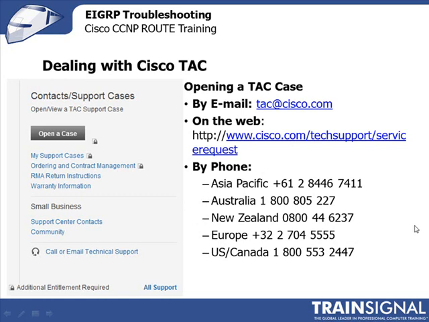There are several methods by which you can open a TAC case. The first is by email. You could do it tac@cisco.com. On the web, you can go to the URL that's here. Obviously, pictured to the left is a way of being able to go to the support section of the cisco.com website and open a case. You can also open a request by phone, and these are the various phone numbers throughout the world: US and Canada, Europe, New Zealand, Australia, Asia Pacific.